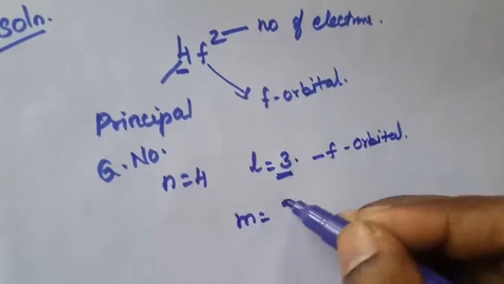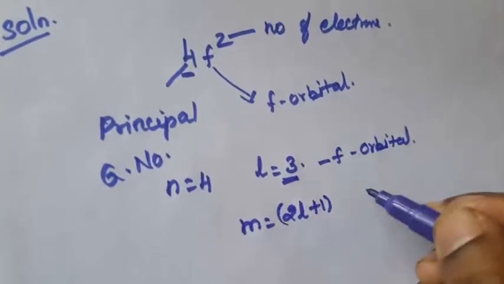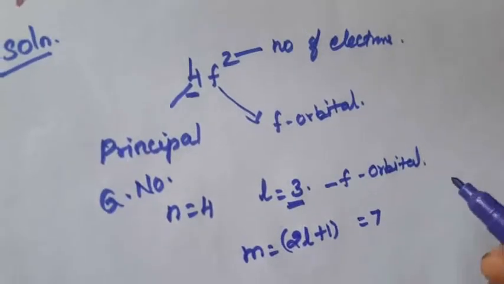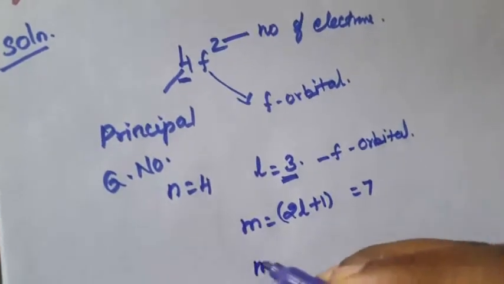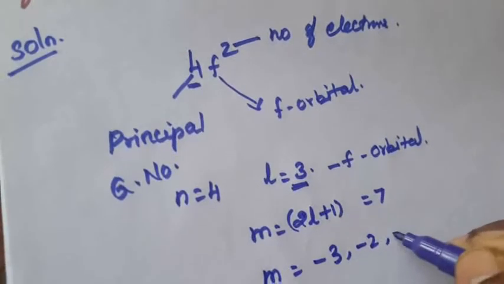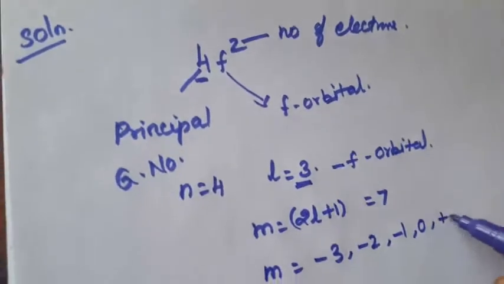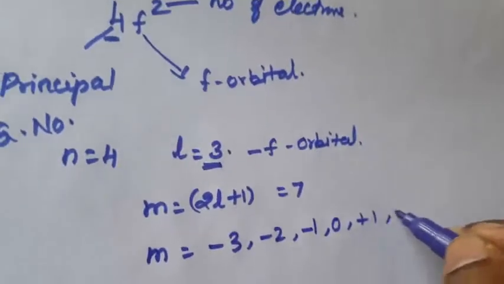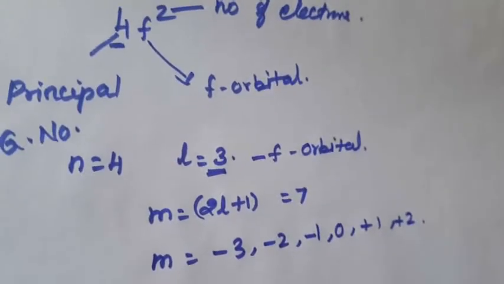m is equal to 2L plus 1. How many values? That is 7, right? 7 values. How to write the m value? m is equal to minus 3, minus 2, minus 1, 0, plus 1, plus 2 and plus 3. Okay, that is the 7 values.